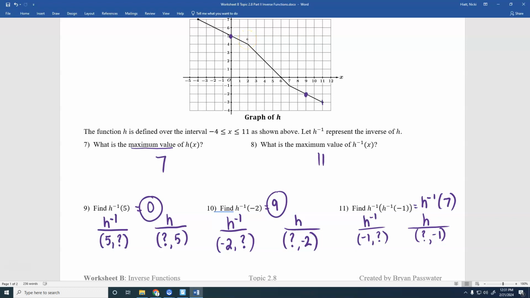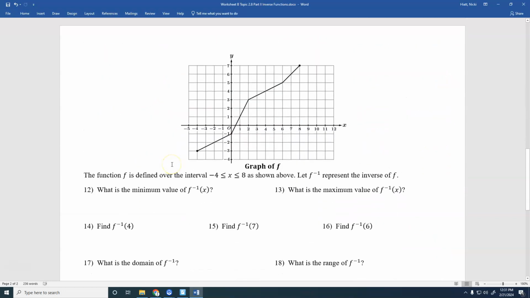Okay, so same thing again. I've got 7, question mark, on my inverse. That means I've got question mark, 7 over here. Where does my Y coordinate equal 7? -4. So -4 will be the answer for that. Again, it is always an option to just switch them and graph it if you want, but it takes longer to do that.